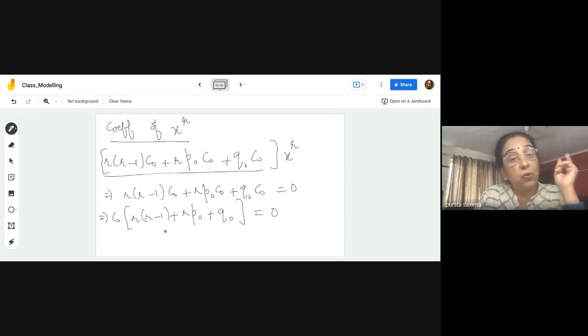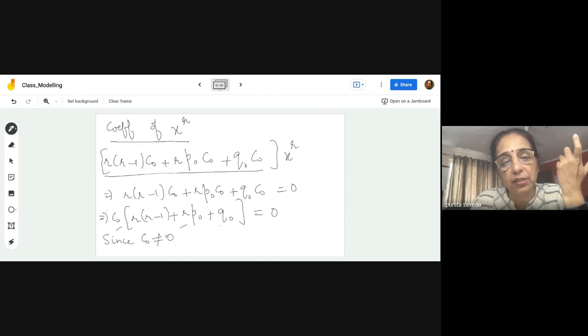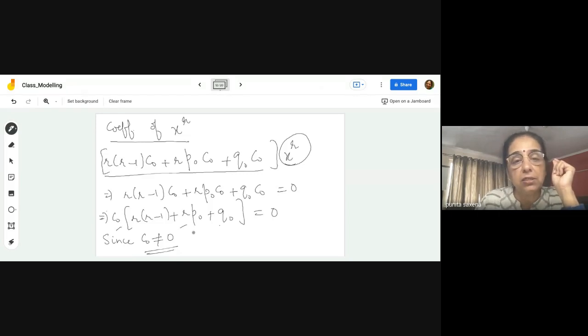But what was our assumption? Now you have a product of two terms equal to 0. So what can you say? Either c naught is 0 or this is 0. But what was our assumption? c naught is not equal to 0. So this was the reason, because we wanted our very first term in the series to be x to the power r, not more than that. So since c naught is not equal to 0, the only option we have is that this term should be 0.